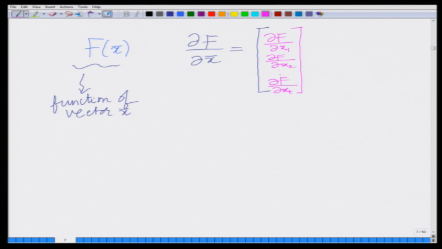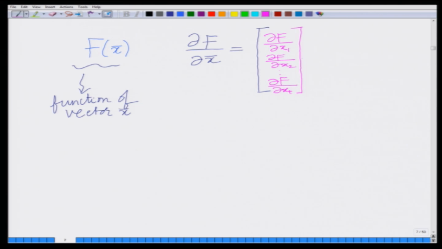So, this is simply differentiate with respect to every element of x. So, let us say I have a function f which is a function of the vector x bar, its derivative with respect to x bar is basically differentiate f with respect to every element of the vector x, and therefore, it will be a t dimensional vector.